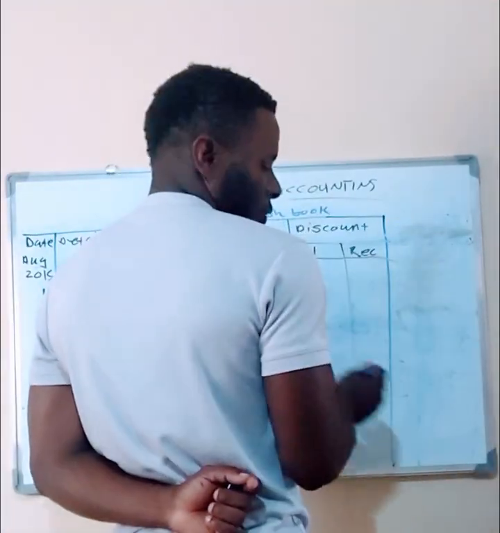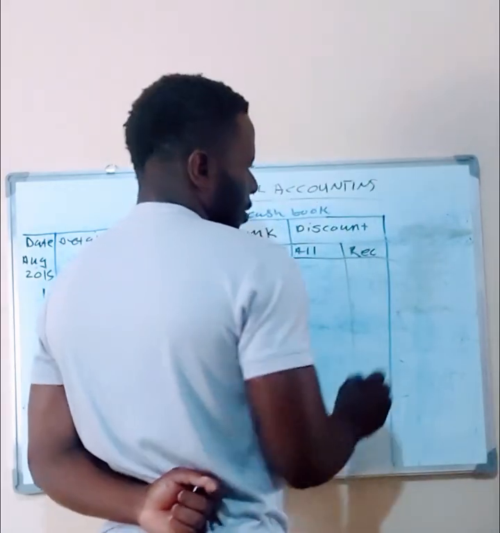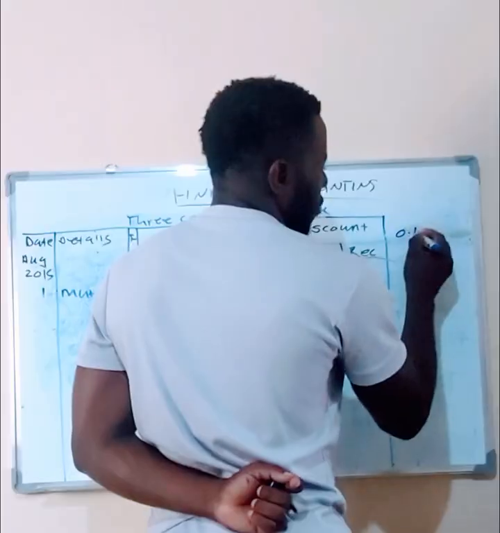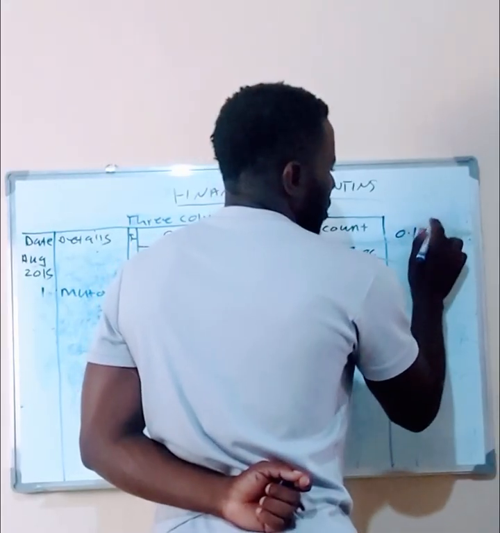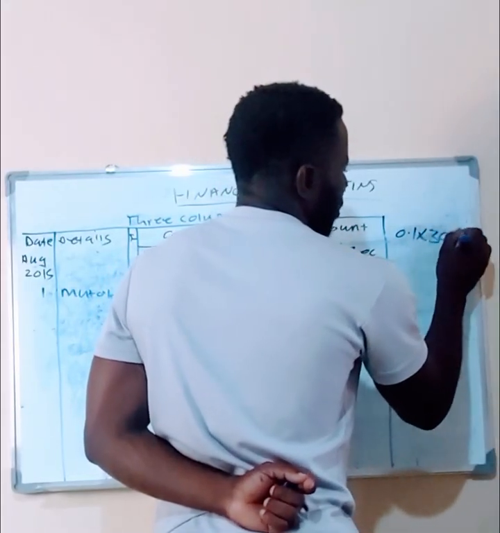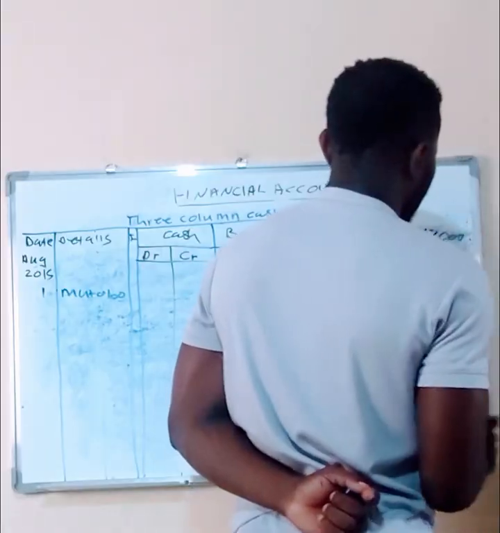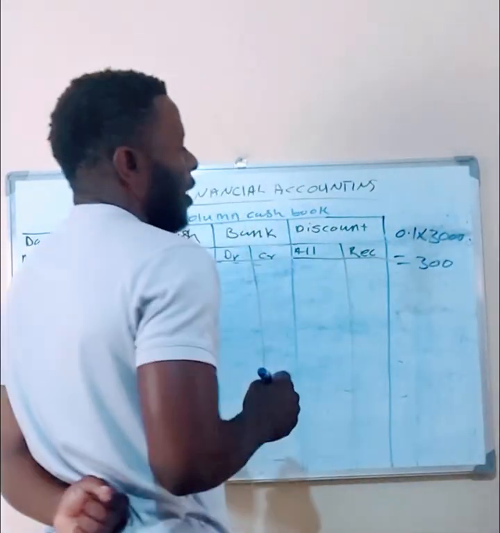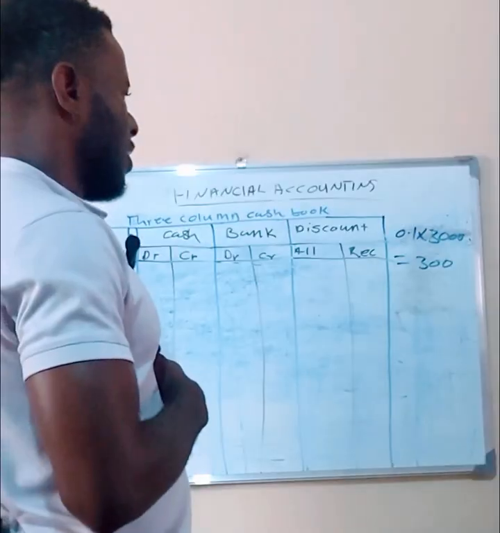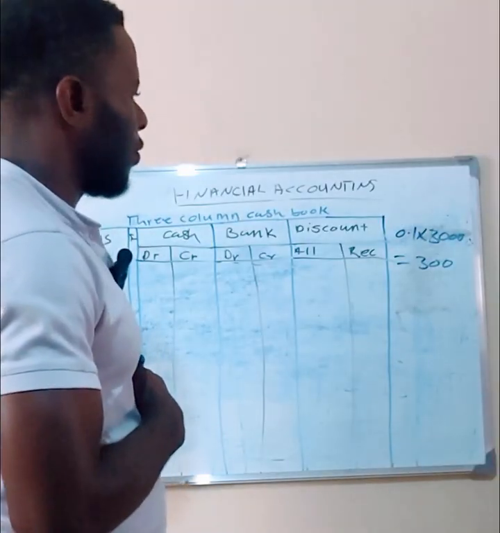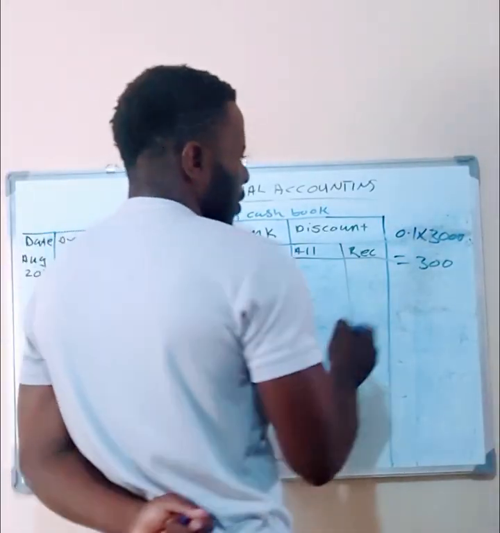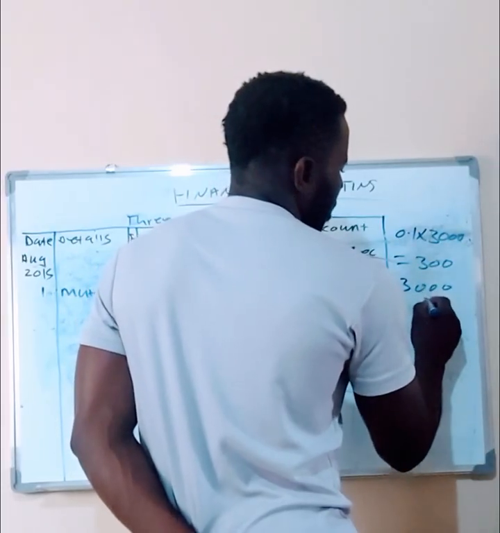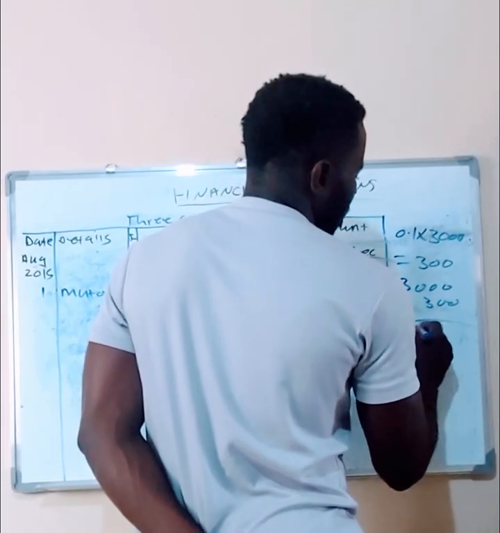So 10% of 3,000. What is 10% of 3,000? 10% is always 0.1, times 3,000. So 10% of 3,000 is going to give us 300. This is the deduction, the amount that was deducted from the amount that we are supposed to pay. So we are supposed to pay 3,000, but 300 was deducted. So we ended up paying what?